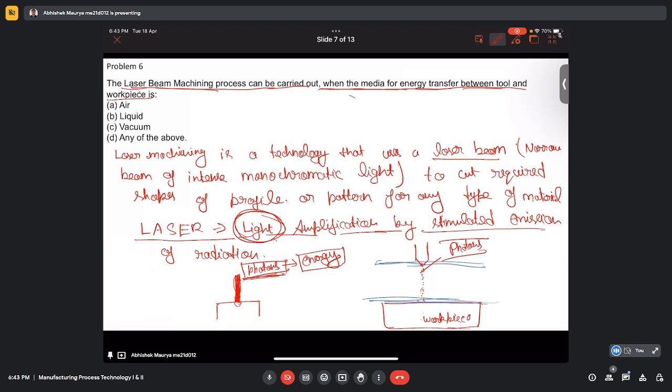So what do you think? What kind of medium is needed so that the photon could come from the tool to the workpiece?